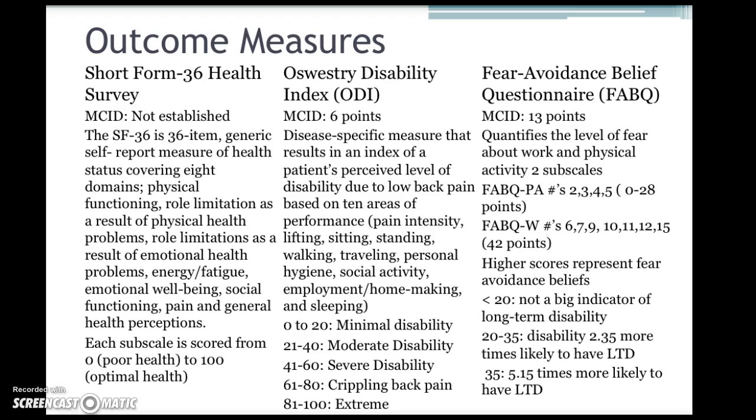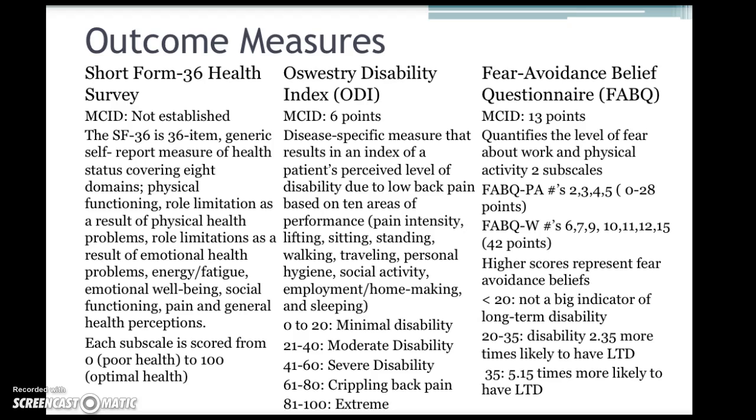This disease-specific measure results in an index of a patient's perceived level of disability due to low back pain based on 10 areas of performance. These 10 areas include pain intensity, lifting, sitting, standing, walking, traveling, personal hygiene, social activity, employment, homemaking, and sleeping. A score from 0 to 20 is minimal disability, 21 to 40 is moderate disability, 41 to 60, severe disability, 61 to 80, crippling back pain, and 81 to 100 is extreme.